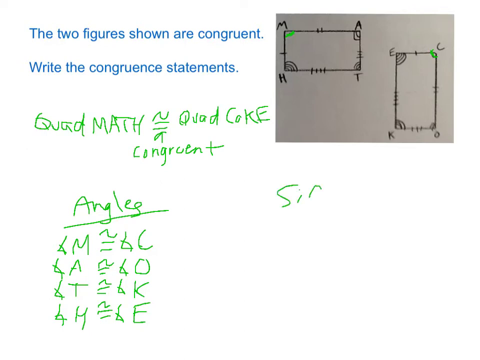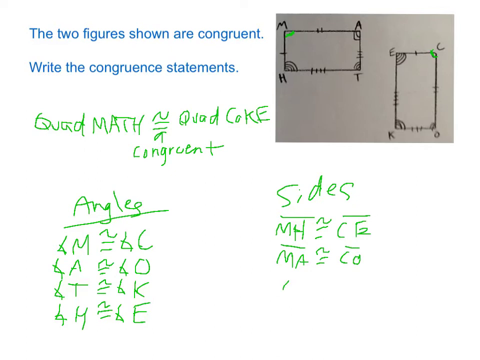We can also write congruent statements for the sides. If you look in the drawing, MH has one slash, so that segment is congruent to the other figure's segment that has one slash. That's going to be CE. Again, the order is important. If M is listed first, then C has to be listed first because they both have one arc. And we've got MA, which is congruent to line segment CO.